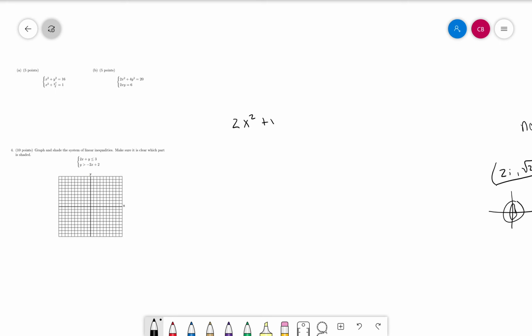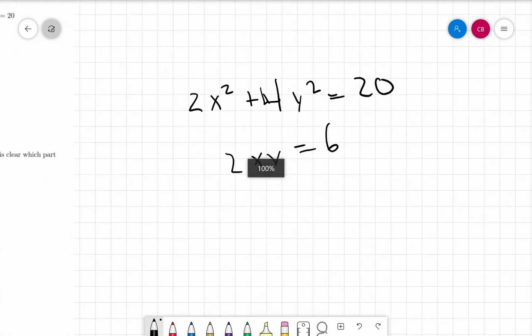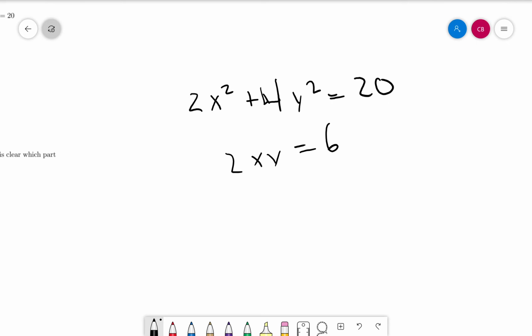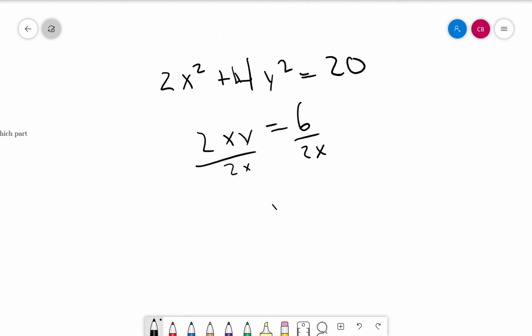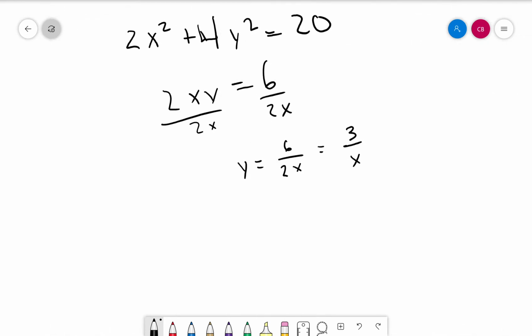2x squared plus 4y squared is 20, and 2xy is 6. Okay, so let's solve for x. We could solve for y too, so let's just divide by 2x. Doesn't matter which one, actually. This is going to be y is 6 over 2x, which is 3 over x. Okay, so we're going to plug that into 2x squared plus 4 times (3 over x) is equal to 20.